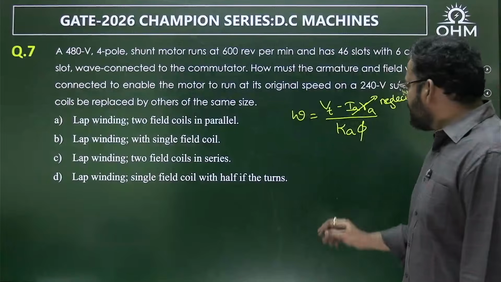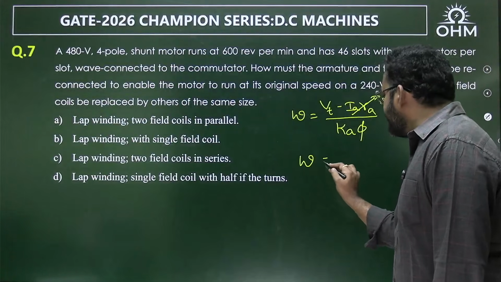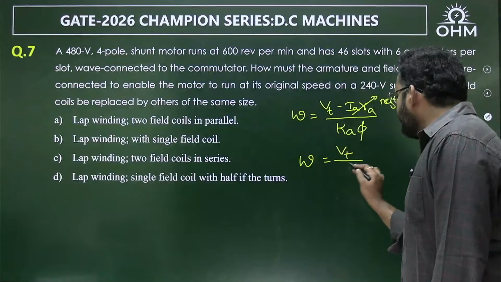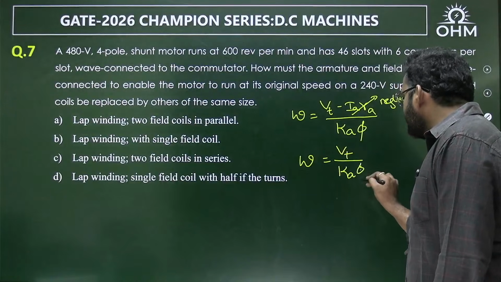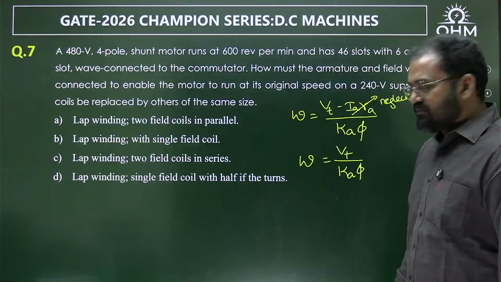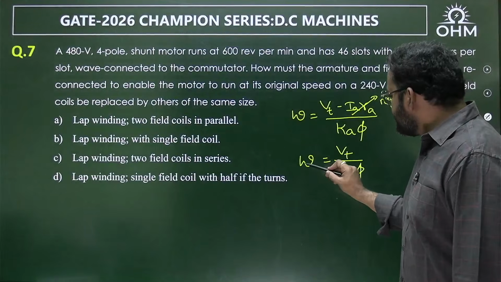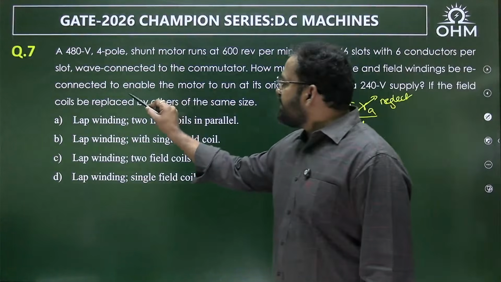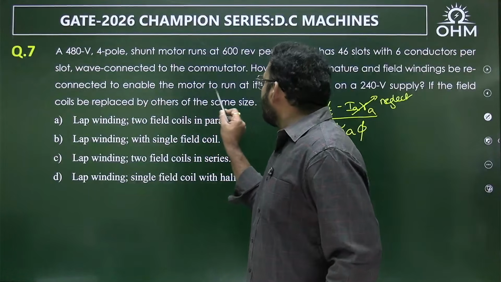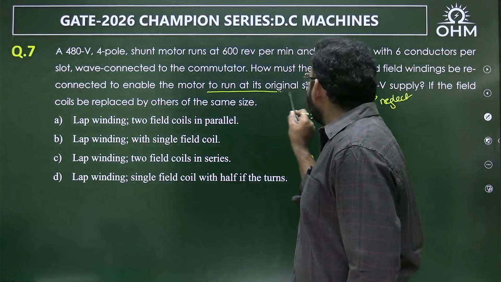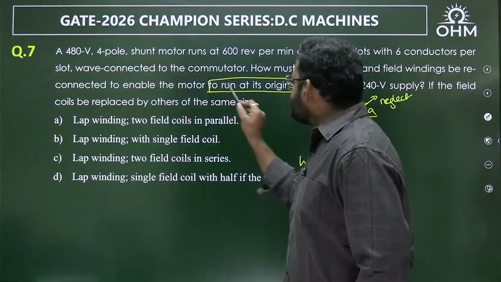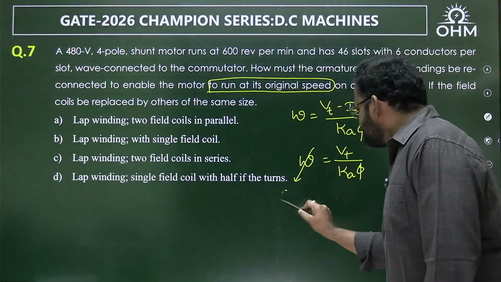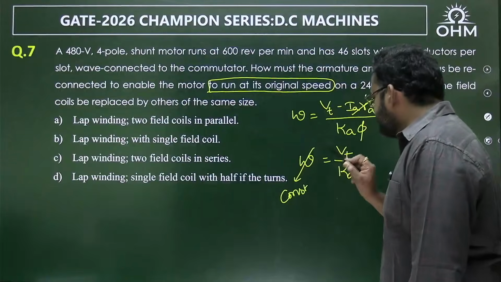If IaRa drop is neglected, then speed will be equal to Vt divided by Ka into phi. Now the question is: how must the armature and field windings be reconnected to enable the motor to run at its original speed? The speed must be constant. Indirectly, the speed must be a constant value.